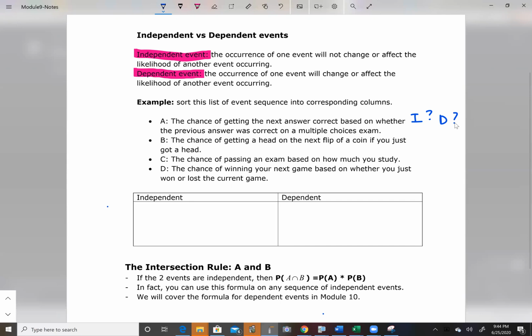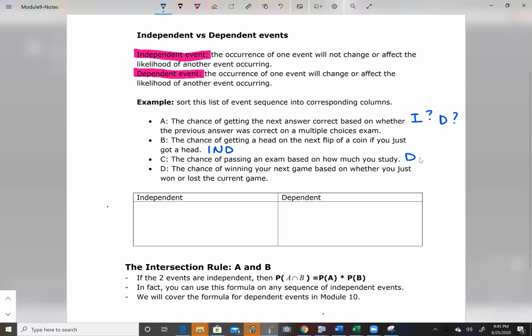B, the chance of getting a head on the next flip of a coin if you just got a head. It doesn't matter. Those are independent. It doesn't matter if you got a head last time. You could get either a head or a tail this time. C, the chance of passing an exam based on how much you have studied. Well, I think those are very dependent, if you ask me.